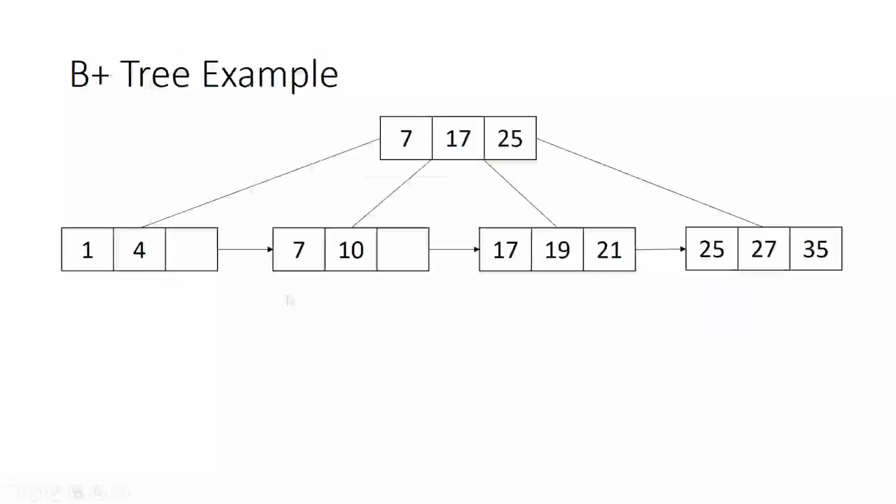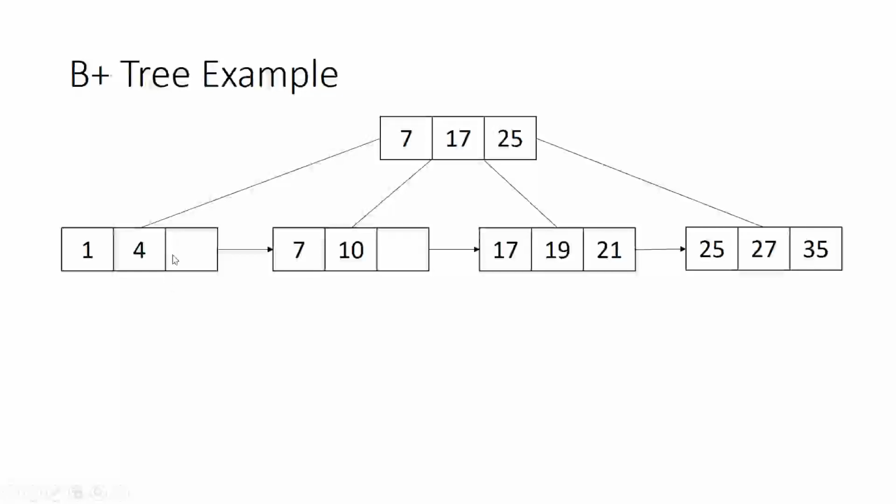Next, B plus tree. The difference between the B plus tree and B tree is we'll have all the values at the leaf level itself for the B plus tree. Some of the values will be repeated, so the multi-level indexing concept is incorporated in the case of B plus tree. If you observe, 7 is repeated, 17 is repeated, 25 is repeated here.